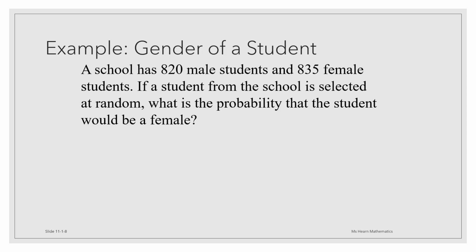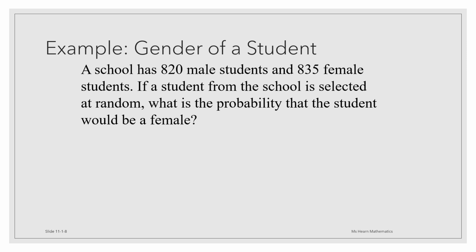Here's another example. A school has 820 male students and 835 female students. If a student from the school is selected at random, what's the probability that the student would be a female? So according to the definition of theoretical probability, you have to divide the number of favorable outcomes by the total number of outcomes. So imagine that you're putting the names of these students in a hat. We want to know what's the probability of picking one female out of that list.